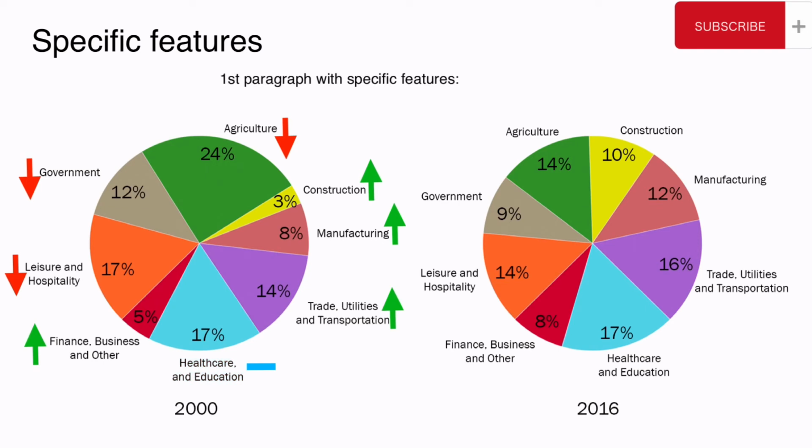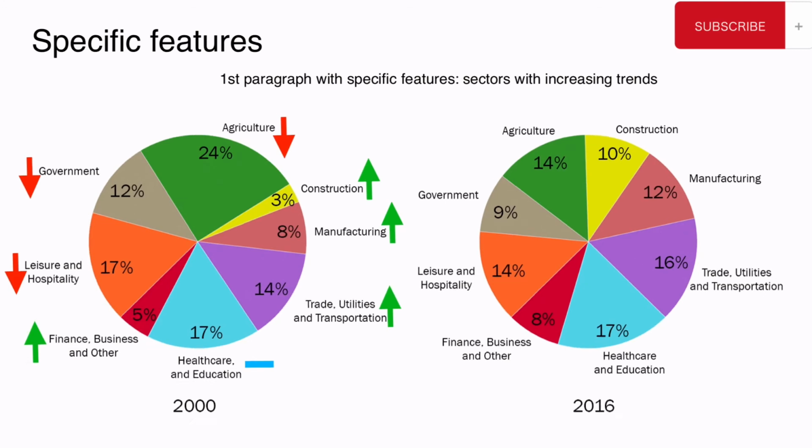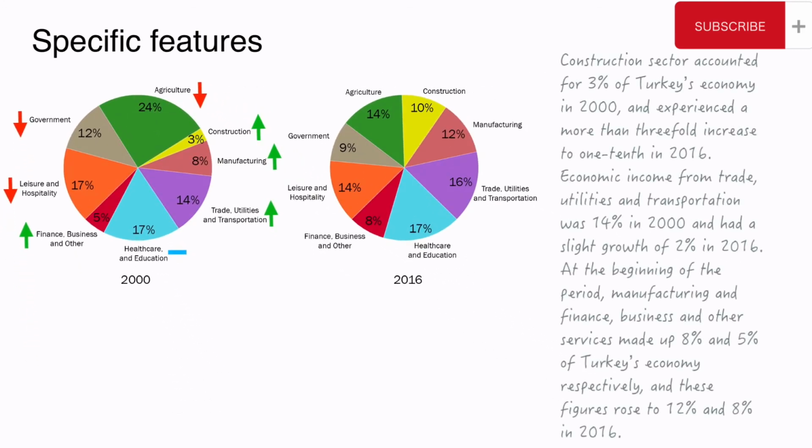In the first paragraph with specific features, I will describe sectors with increasing trends. And those are construction, trade, utilities and transportation, manufacturing, and finance, business and other services. And here is my first paragraph.